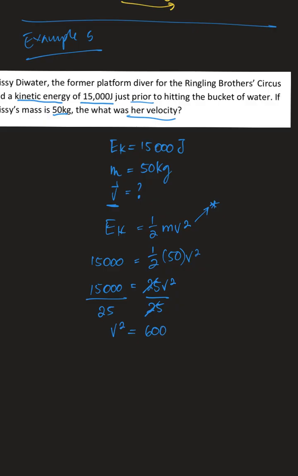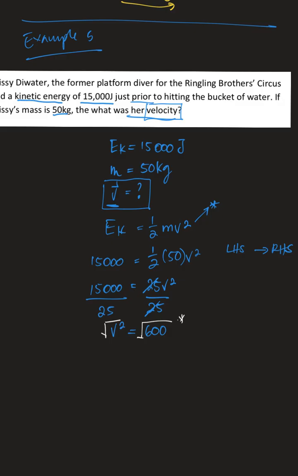Right. Now here's the thing. They don't want the velocity squared. They just want the velocity. So I need to get rid of that square. The best way to get rid of a square is to square root. But remember, whatever I do to the left-hand side, I must do to the right-hand side. So I'm going to put a square root over here, and I'm going to put a square root over here.